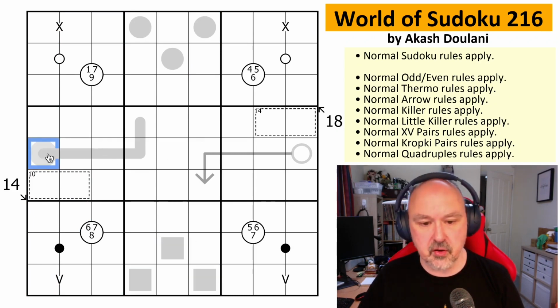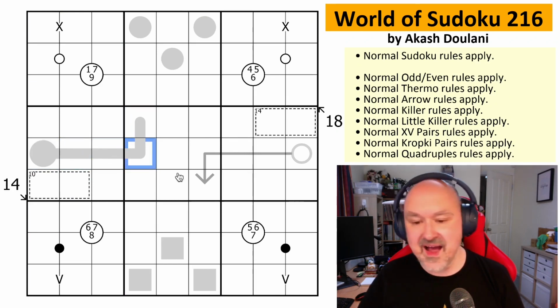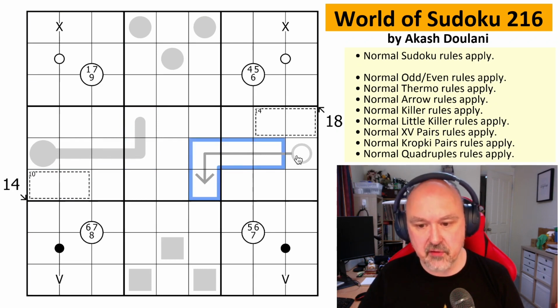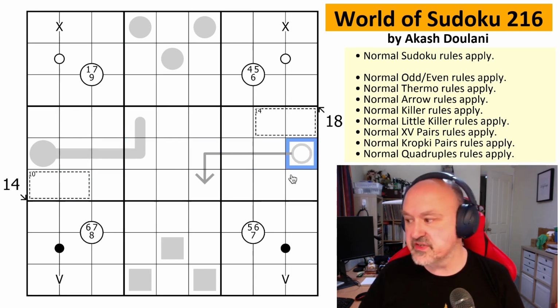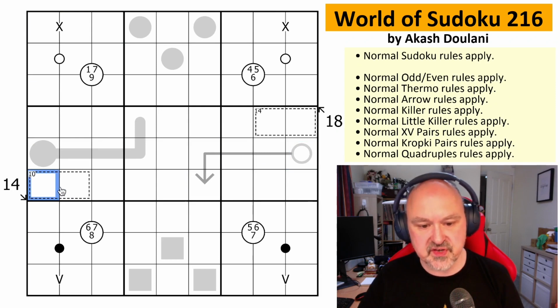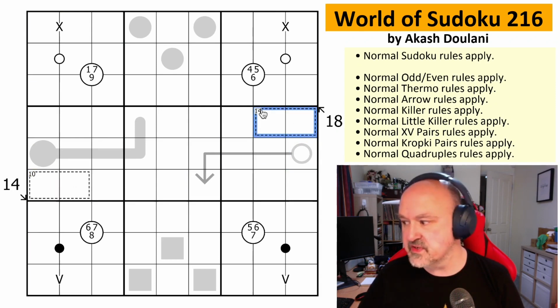Thermo rules. Along the thermos, digits must strictly increase from the bulb to the tip. So that will be higher than that, that will be higher than that, that will be higher than that, and that will be higher than that. Arrow rules. The digits placed on the arrow, you sum them up and put them into the circle. Killer rules. The digits in these 2 cells will sum to 10, in these 2 cells will sum to 14.